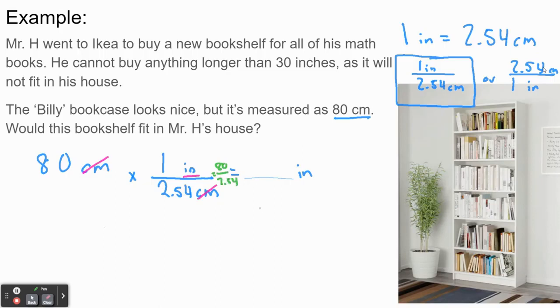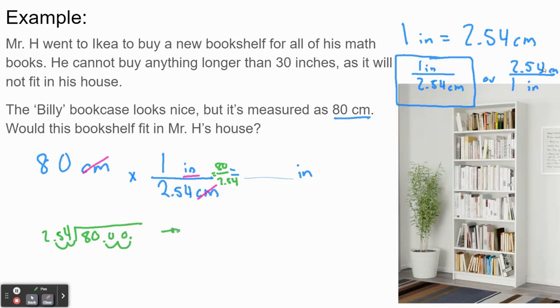But that means that we're going to divide. We want to make this into a single number instead of a fraction. So what we could do is set up 80 divided by 2.54. But since we don't have a whole number as our divisor, we're going to need to move our decimal point over. To make it a whole number, we need to move it over twice.